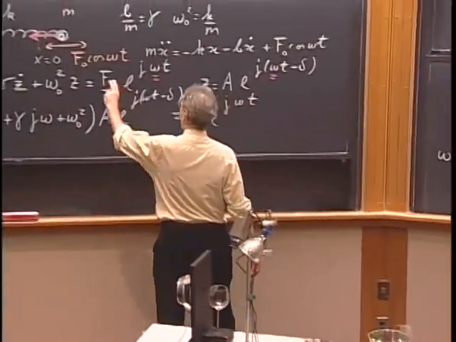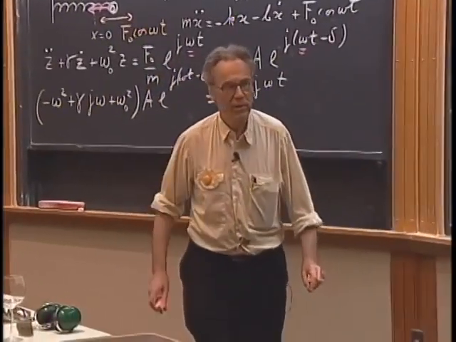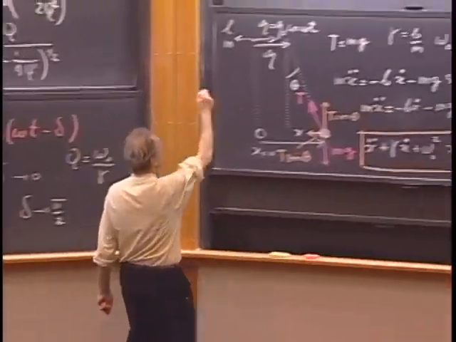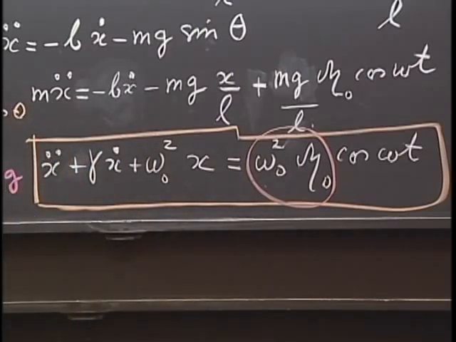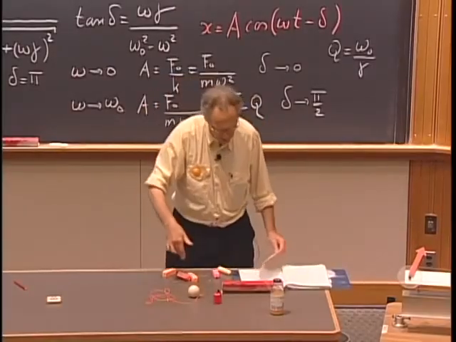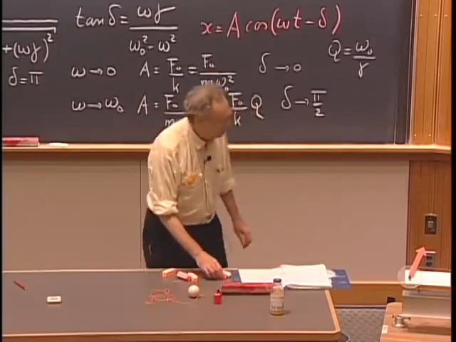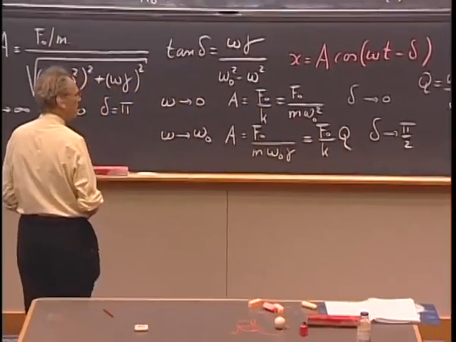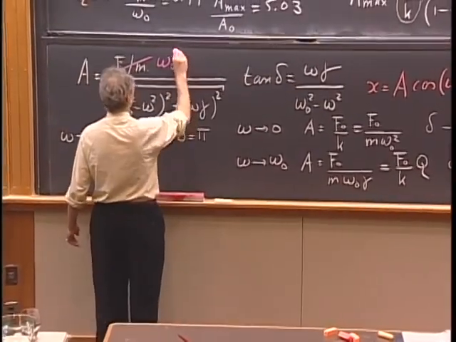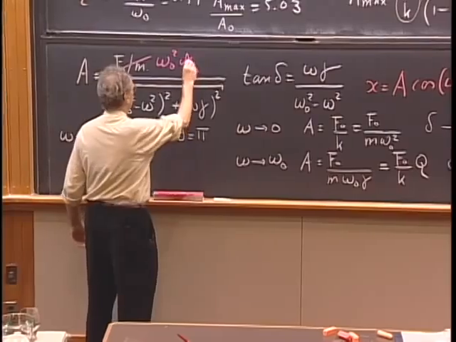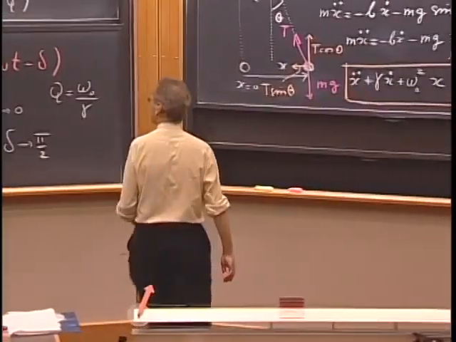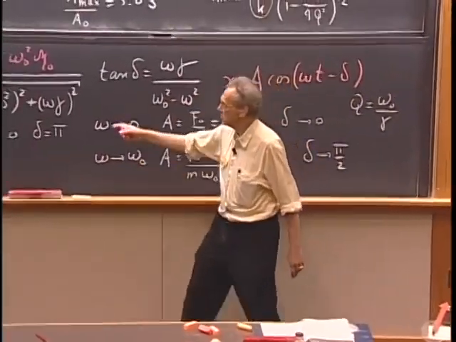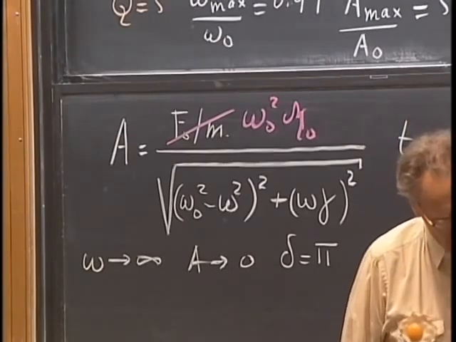Where originally I got an F0 over m times cosine omega t, now because of Walter Lewin's motion, I'm going to get an omega 0 squared times eta 0. And so you see now how this motion of my hand indeed translates into a force on the object. Well, I have the solution. I don't have to do anything. All I have to do is change this by omega 0 squared times eta 0, and I'm done. The differential equations are identical. I don't even have to change the tangent of delta. Nothing changes. This is the only thing that changes. So we're done.